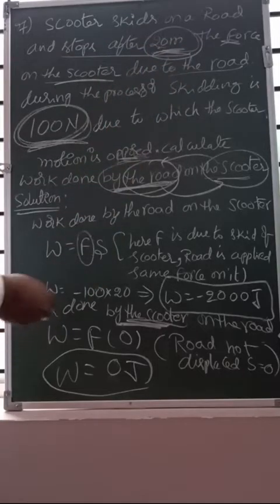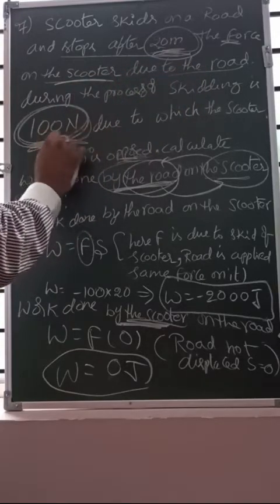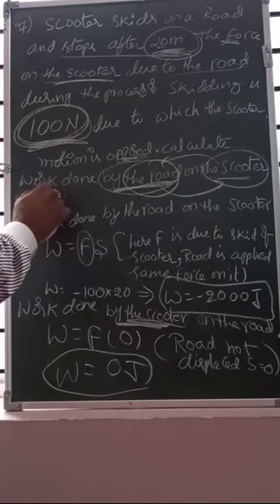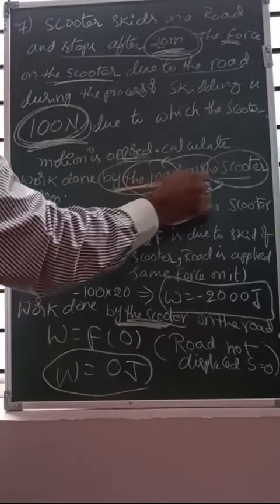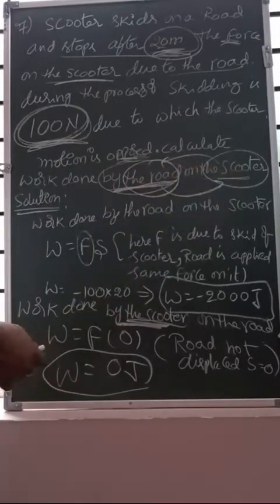Do you understand? Displacement is given as 20. The force on the scooter due to the road is 100 Newton while it is skidding. Clear? What are they asking? Work done by the road on the scooter.